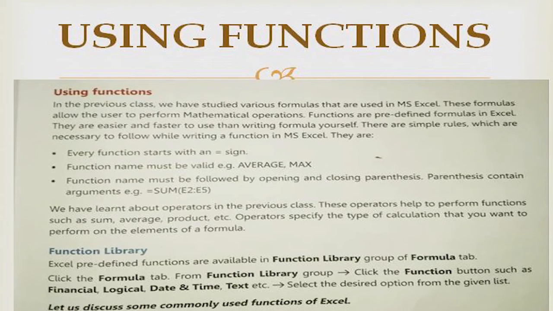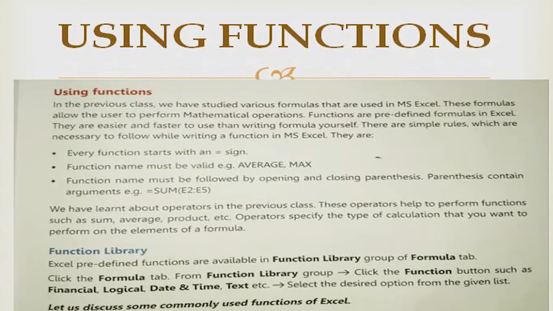We have learned about operators in the previous class. These operators help to perform functions such as sum, average, product, etc. Operators specify the type of calculation you want to perform on the elements of a formula. Function library: Excel predefined functions are available in the function library group of the Formulas tab. Click the Formulas tab, functions library group. Click the function button such as financial, logical, date and time, etc. Select the desired option from the given list.